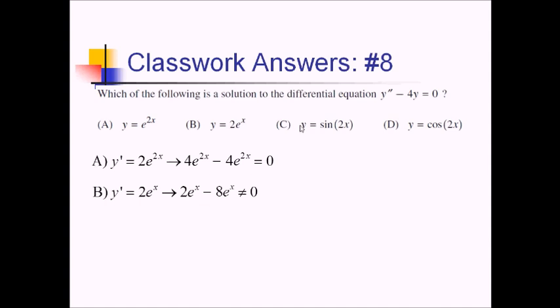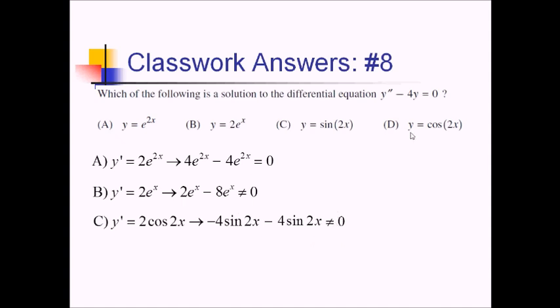For C, the first derivative was 2 cosine of 2x. Second derivative is -4 sine of 2x. If we do 4 times the function, we're subtracting 4 times sine of 2x. And this almost comes out to 0, but not quite. This is actually -8 sine of 2x, so not 0.